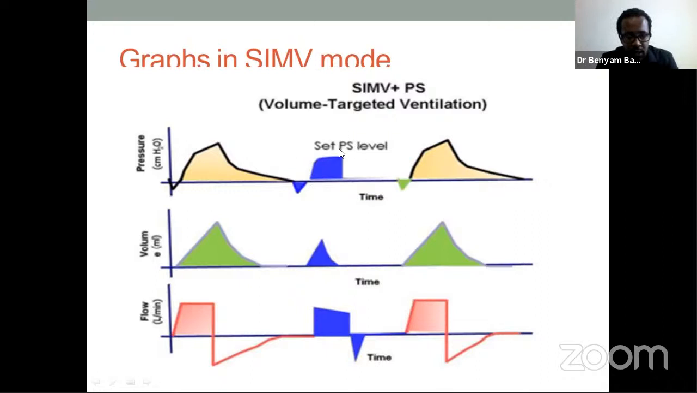So a certain pressure support level is given to the patient, so the inspiratory time will take, then followed by expiratory, as you can see here, and the flow will also be similar like this. This is SIMV plus pressure support mode.